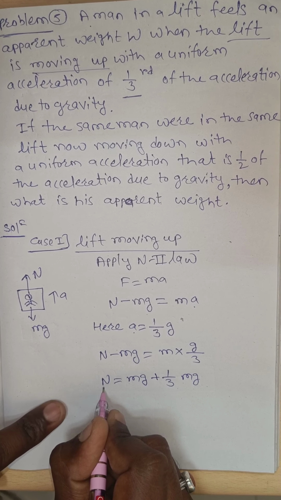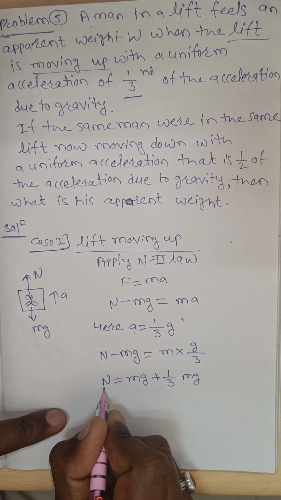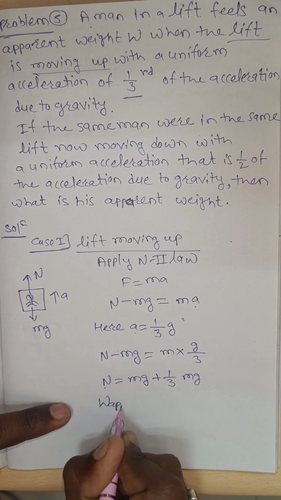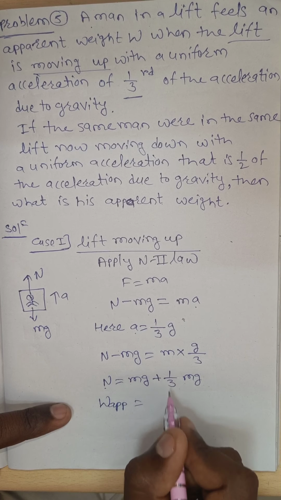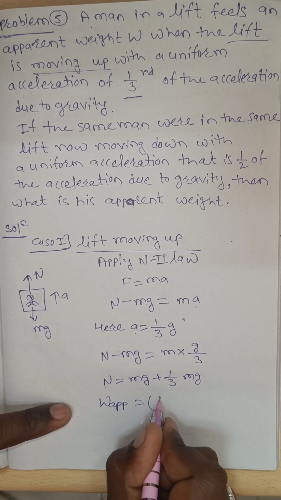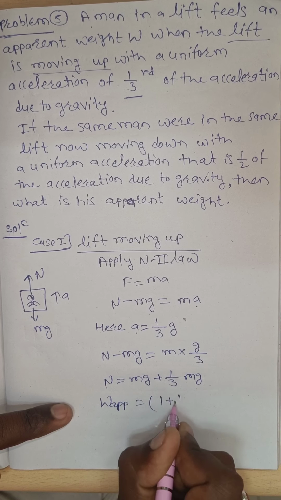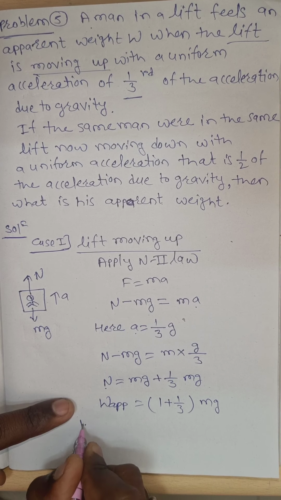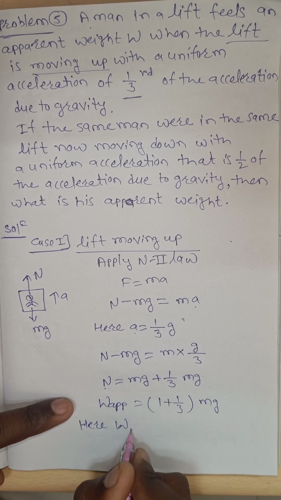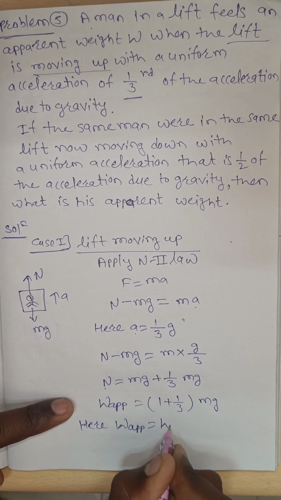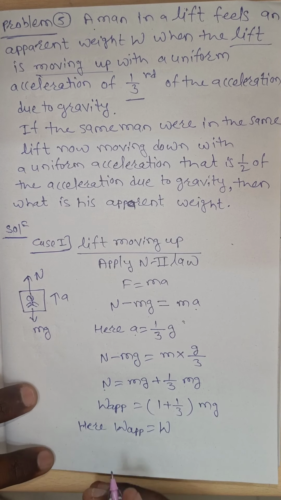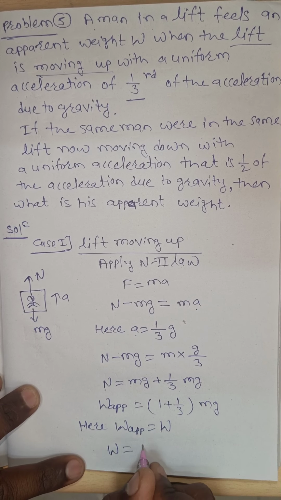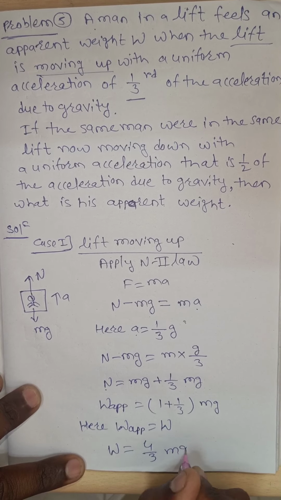You know that this N, the normal reaction, is nothing but the apparent weight. So the apparent weight is equal to mg plus 1/3 mg. Taking mg as common, that is 1 plus 1/3 into mg. Here the apparent weight we have considered as W. Therefore apparent weight W is equal to 1 plus 1/3, that is 4/3 into mg.